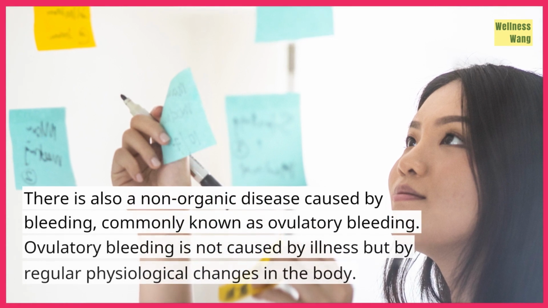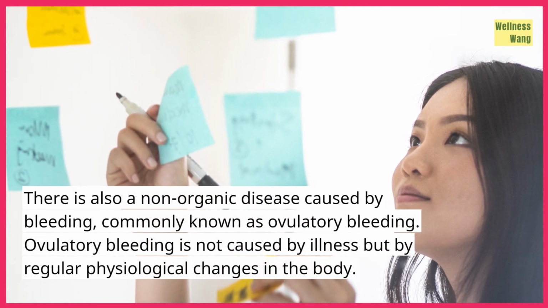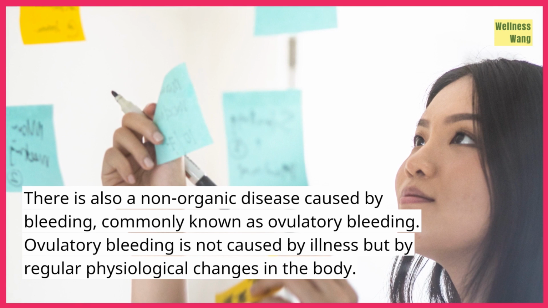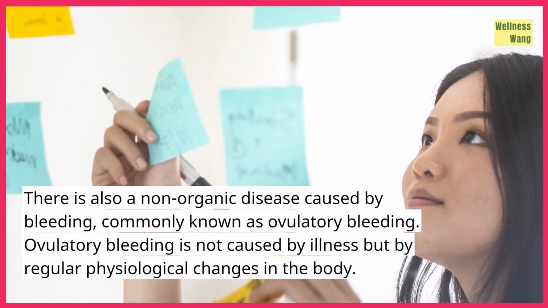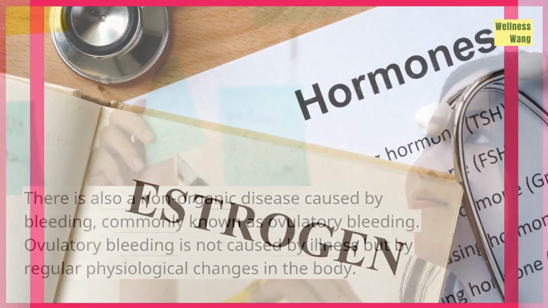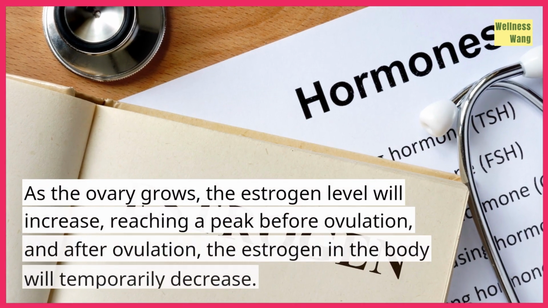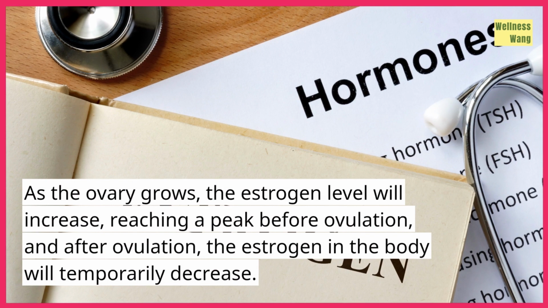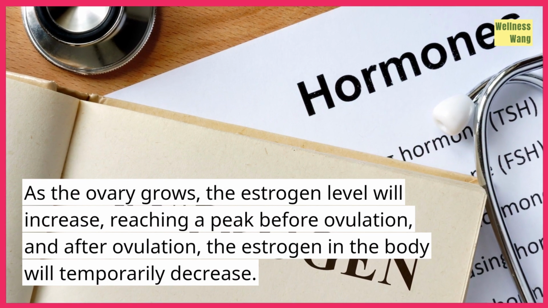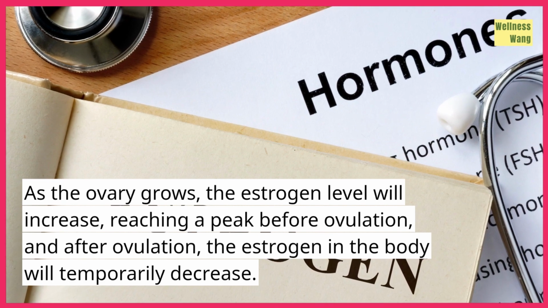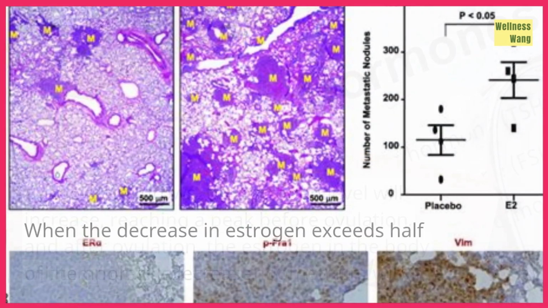There is also a non-organic disease caused by bleeding, commonly known as ovulatory bleeding. Ovulatory bleeding is not caused by illness but by regular physiological changes in the body. As the ovary grows, the estrogen level will increase, reaching a peak before ovulation, and after ovulation, the estrogen in the body will temporarily decrease.